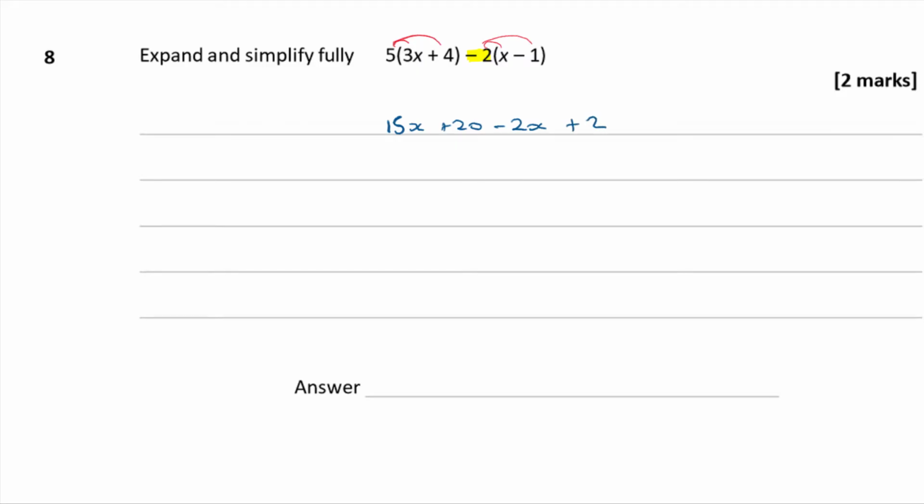Okay, so then I've got two types of terms. I've got terms in x and I've got numbers. So adding the terms in x together, 15x minus 2x is 13x, and 20 plus 2 is 22. And that's going to be my final answer then, 13x plus 22.